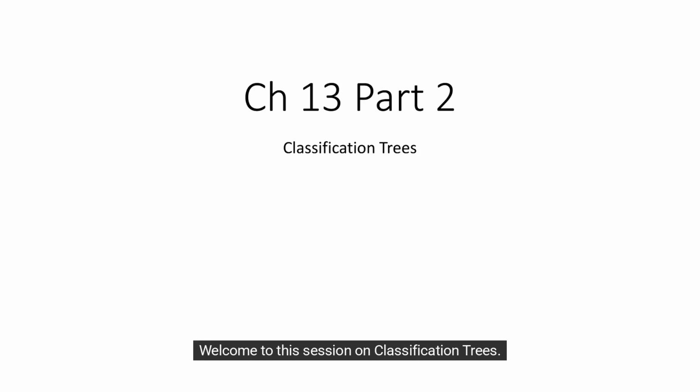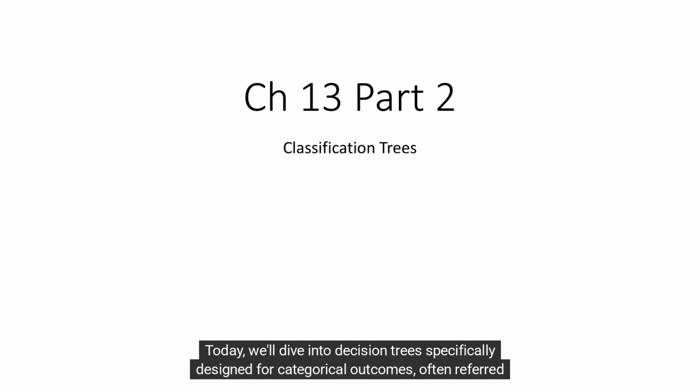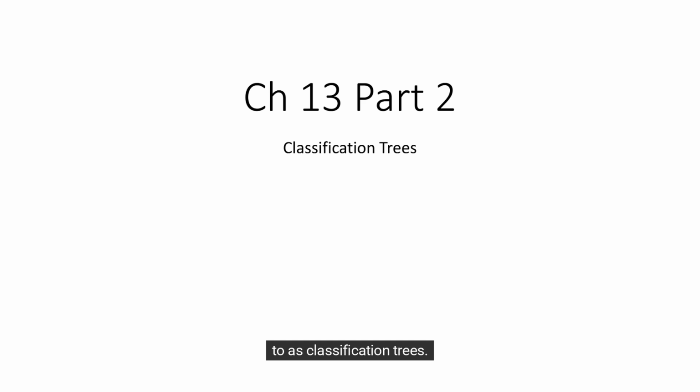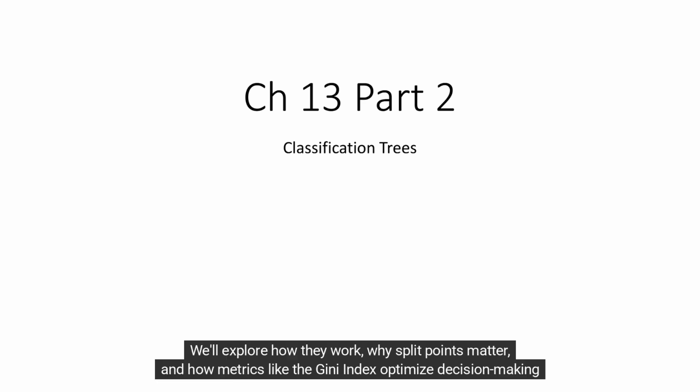Welcome to this session on classification trees. Today, we'll dive into decision trees specifically designed for categorical outcomes, often referred to as classification trees. We'll explore how they work, why split points matter, and how metrics like the Gini index optimize decision-making in these models.